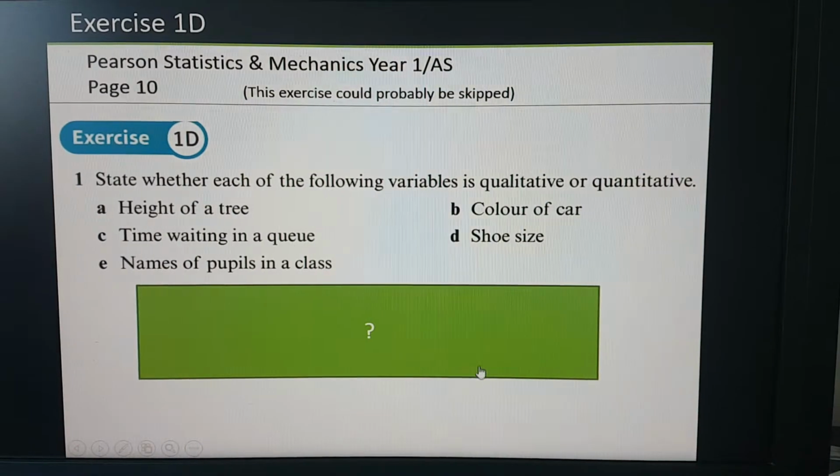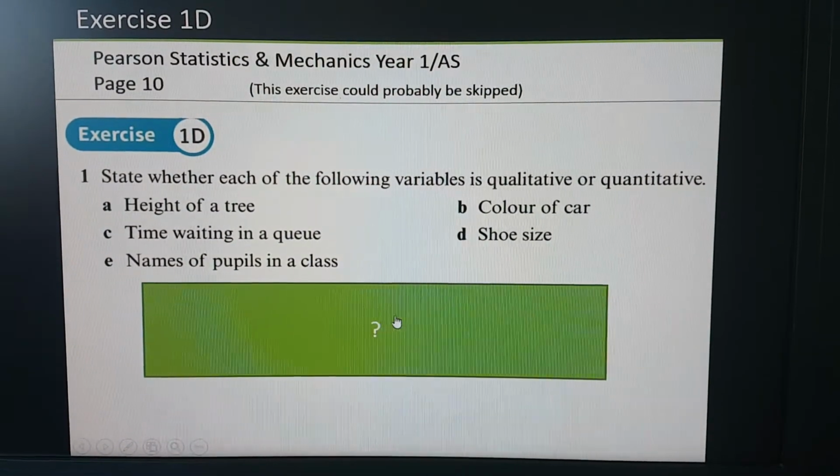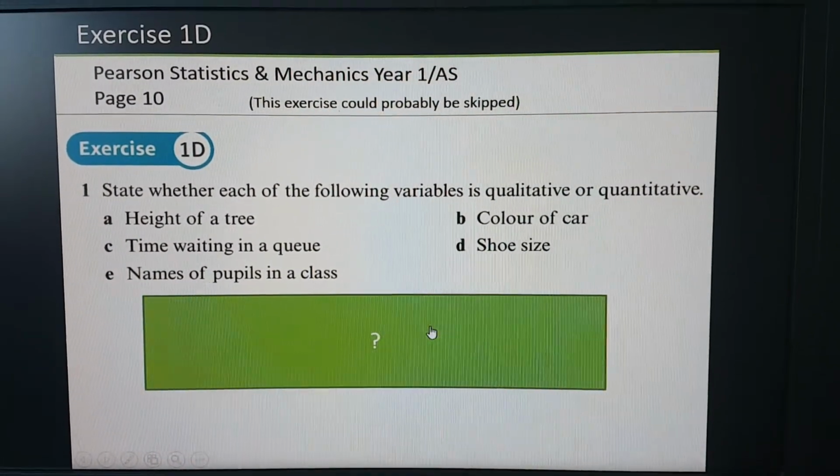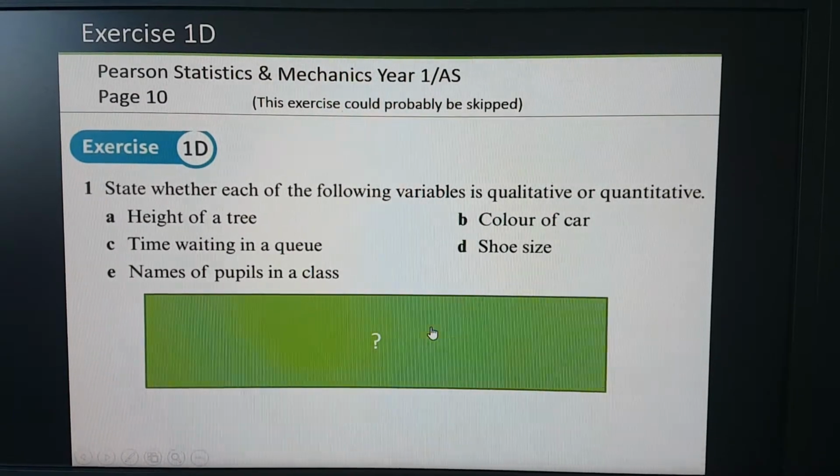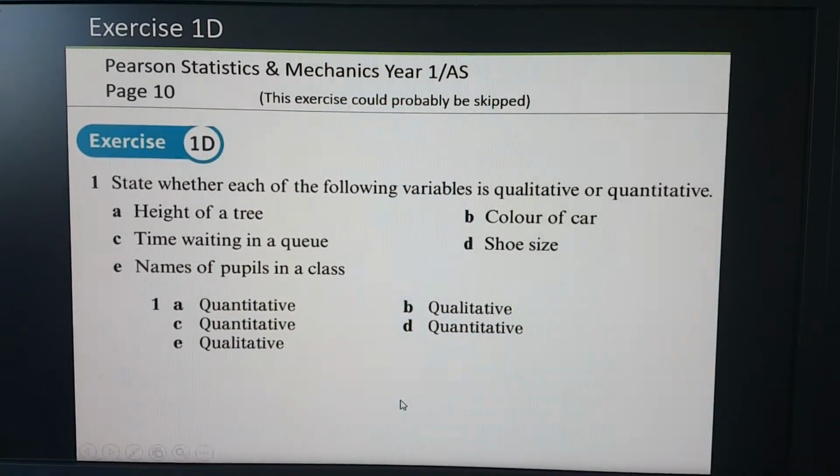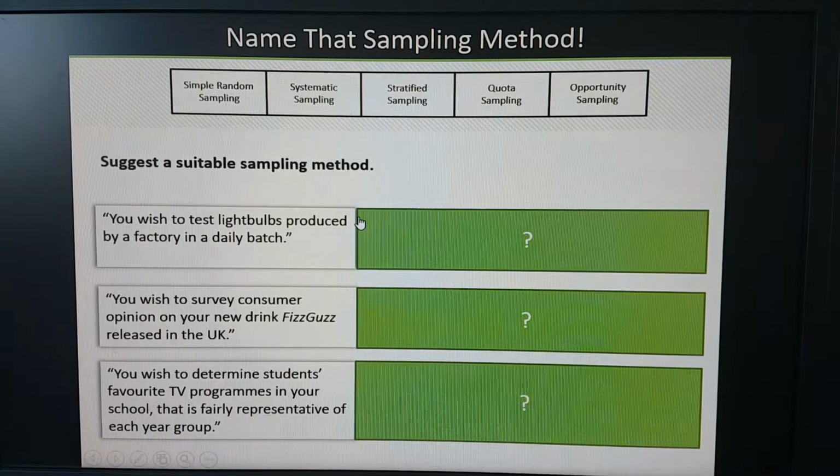Example, you just need to know if it's qualitative or quantitative. Pause it. Check your answers.